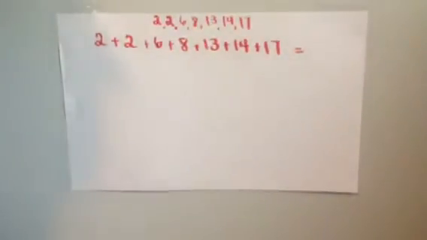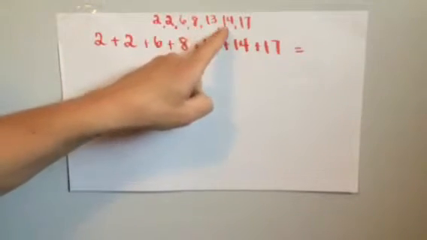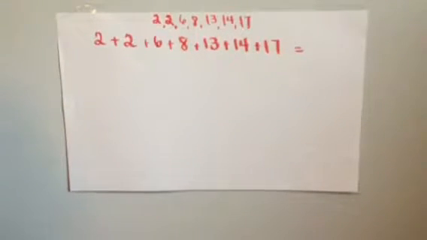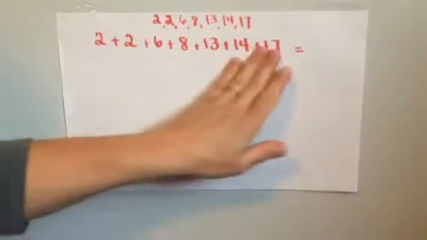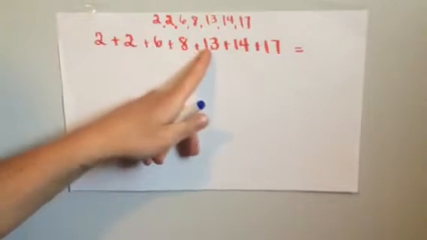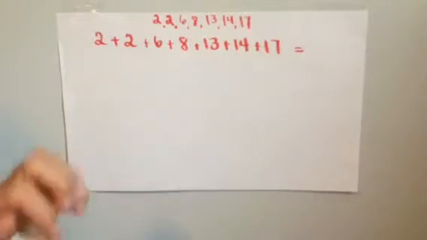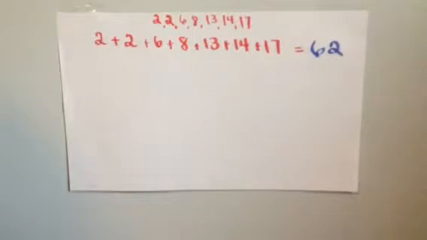And I have this set up here, which has 2, 2, 6, 8, 13, 14, and 17. The first thing you want to do is add them all together. So when we add 2 plus 2 plus 6 plus 8 plus 13 plus 14 plus 17, that's going to give us a sum of 62.